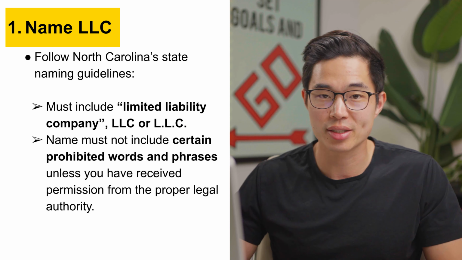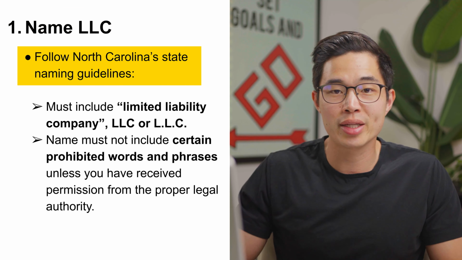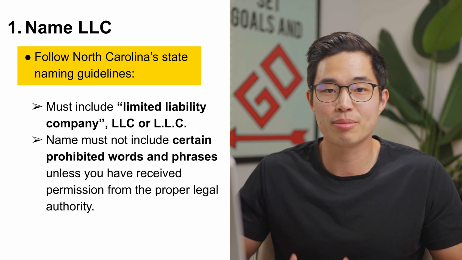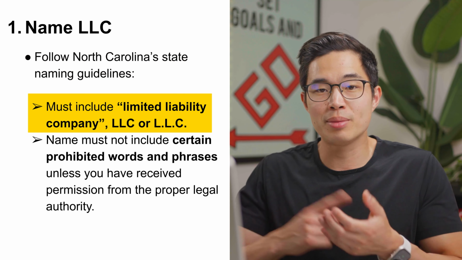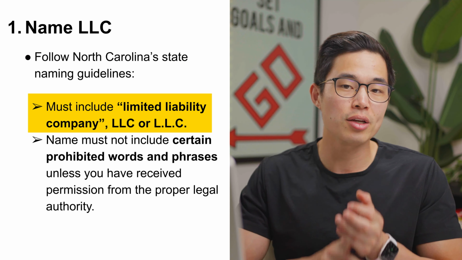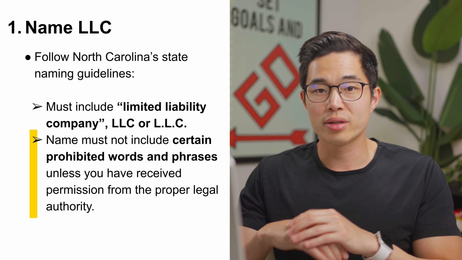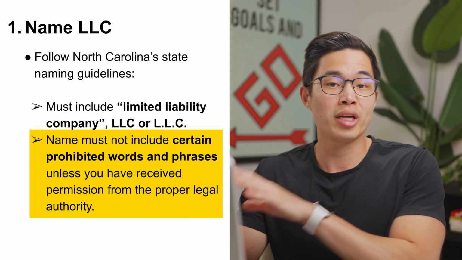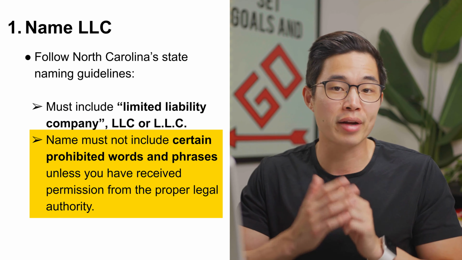Anyways, let's start with step 1, which is naming your LLC. So there are some North Carolina state guidelines when it comes to the name of your business. First, it must include limited liability company, LLC, or L.L.C. The name must also not include certain prohibited words and phrases unless you have received permission from the proper legal authority. Here are some examples of some prohibited words. You guys can pause this video and take a look.